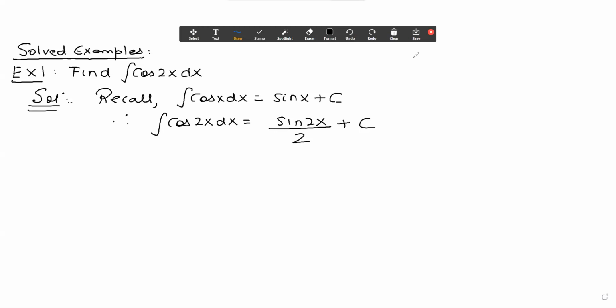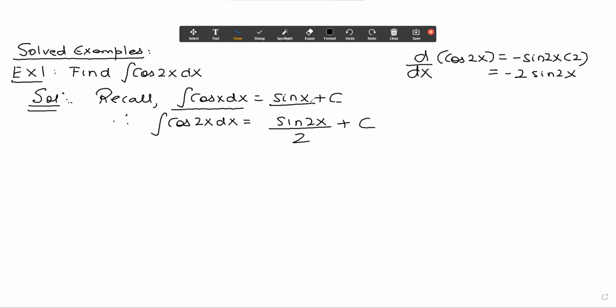When we used to differentiate cos 2x, what did we used to say? Differentiation of cos 2x is minus sin 2x into derivative of 2x, which is 2. So we used to get minus 2 sin 2x. But now when we are integrating cos 2x, we know that the integral of cos x is sin x plus c. So the integral of cos 2x will be sin 2x. In differentiation, you multiply by 2, but in integration, you will divide by 2. So divide by 2 plus c. So this is my answer, where c is the constant of integration.